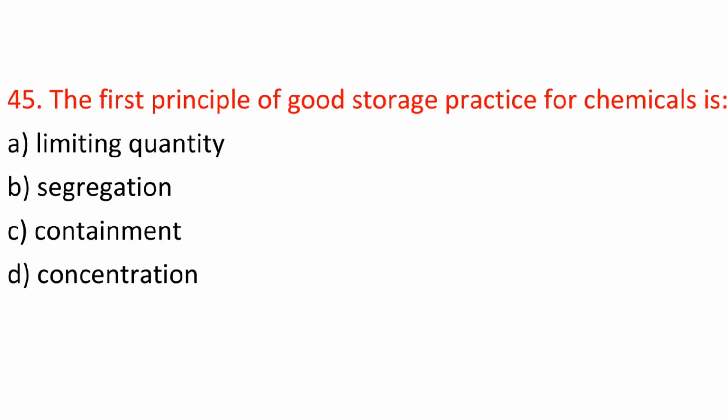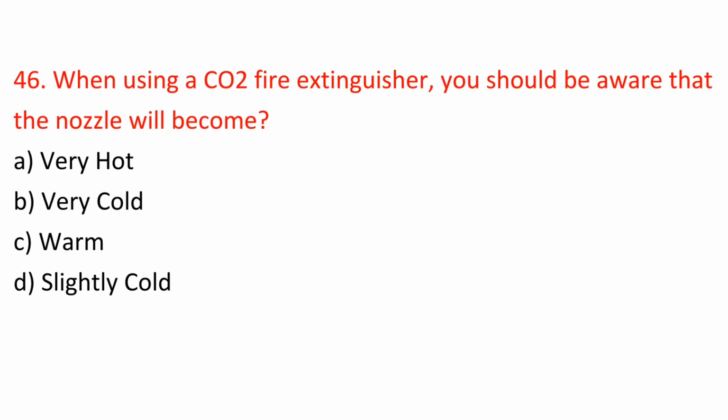Question 45. The first principle of good storage practice for chemicals is A. Limiting quantity. B. Segregation. C. Containment. D. Concentration. Answer. B. Segregation.